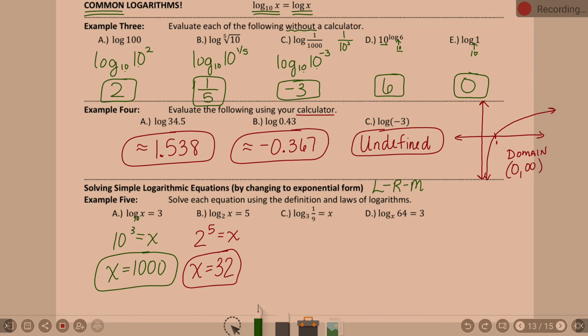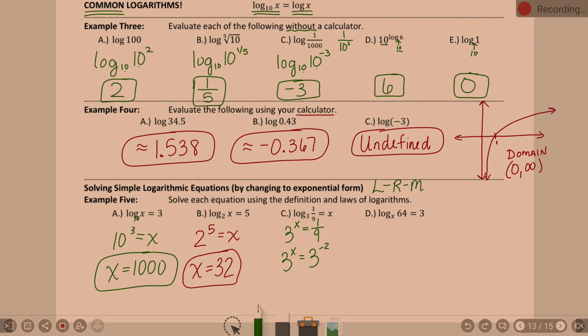Thoughts on how to solve C? 3 to the x. Can we take this in the same form? Change it to exponential form, left, right, middle. So 3 to the x equals 1/9. 1/9 is 1 over 3 squared. 3 squared, to get it out of the denominator, is 3 to the -2, yes?